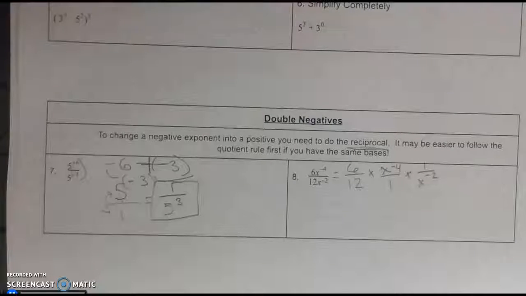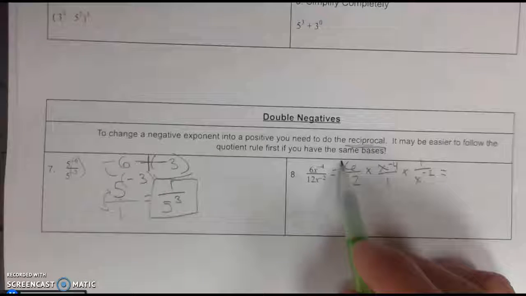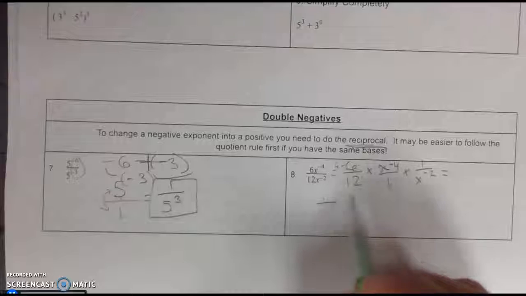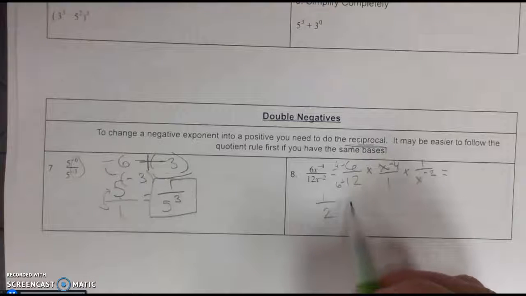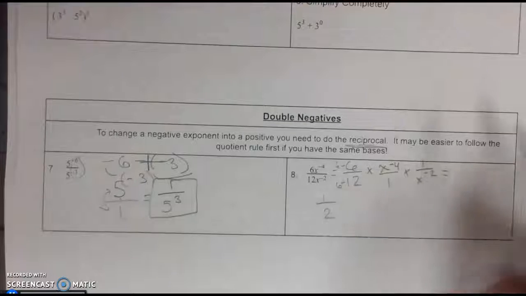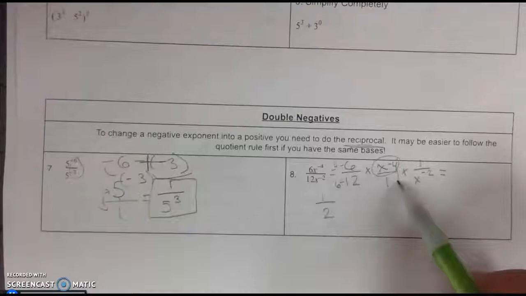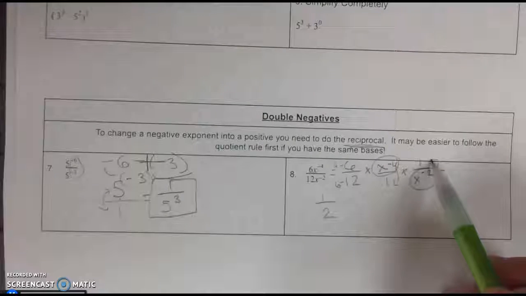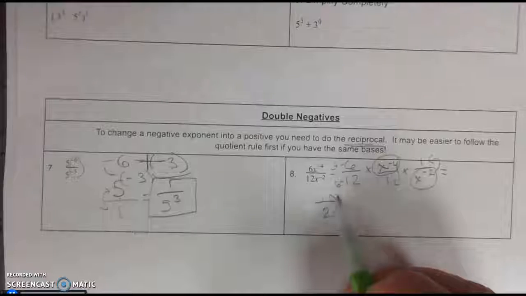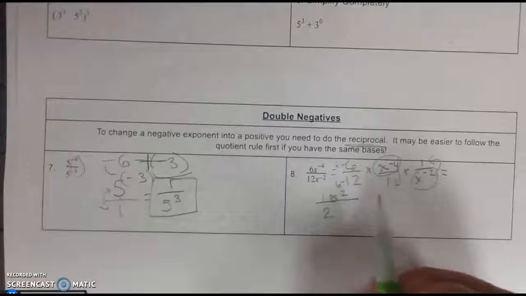So now I can reduce this. I know that these both go into 6, and I know that 6 divided by 6 is going to give me 1, and 12 divided by 6 is going to give me 2. And I know that since this is a negative, I need to flip it to the bottom. Since this one's also negative, I need to do the reciprocal and flip it to the top. So now I have x squared over x to the 4th.